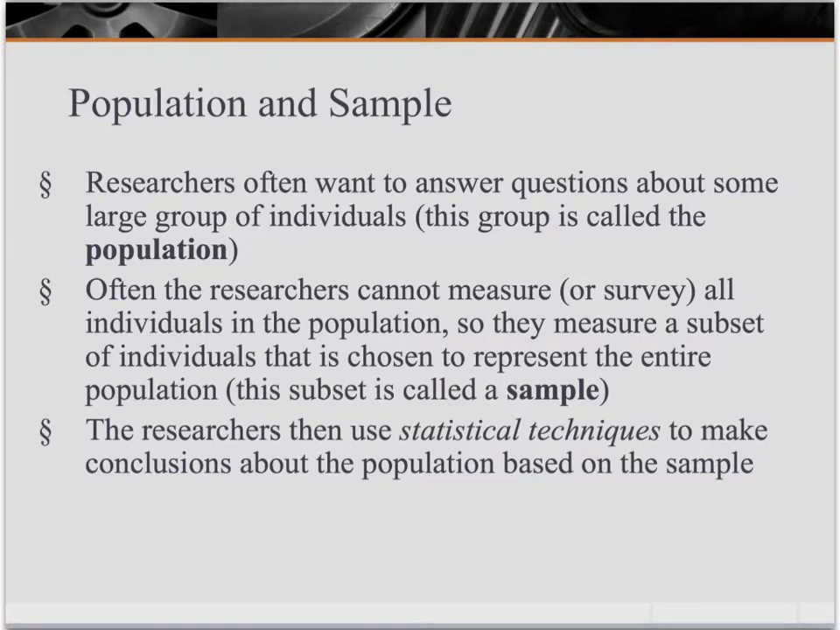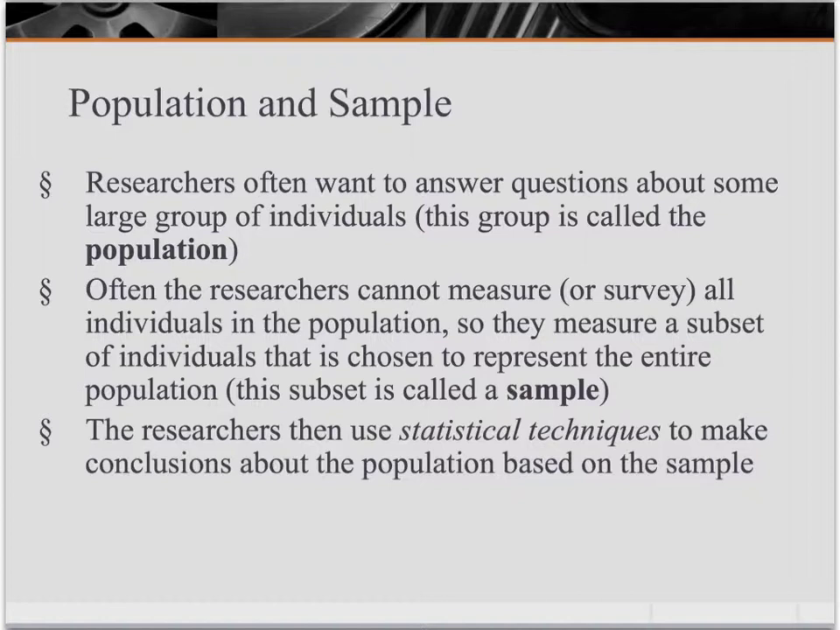In this video, we'll talk about ways to produce data by sampling. So when researchers want to answer a question about a large group of individuals, like a population, they can't measure everyone in that population, so they measure a subset of the individuals. And that represents the entire population, and we call that a sample.